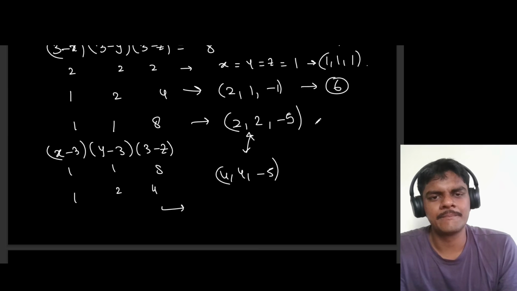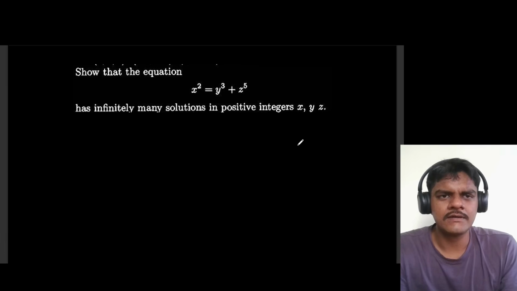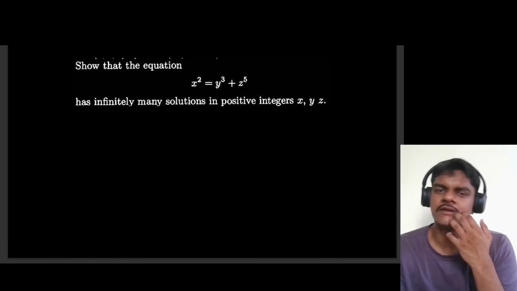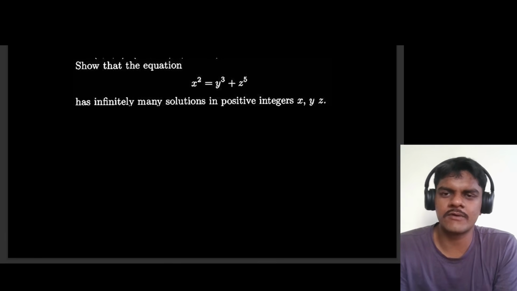So I hope this was clear. Got it? Next question right now. Again, pause the video and try the solution. This is a subjective type. We don't have options. So pause the video and try to solve it.